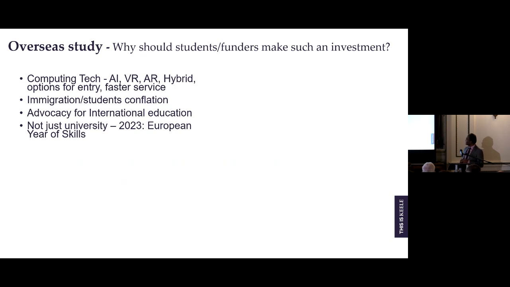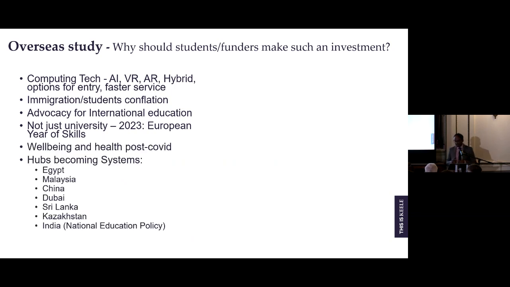There is also increasing advocacy for international education. In some parts of the world, that's going up, and in some parts of the world, that's actually going down. And it's not just about university, it's about all kinds of other things. So you have other skills; last year was the European Year of Skills, 2023, the year before the last. And also there are questions about well-being and health post-COVID. And the other big thing which is happening, which is what I'm going to be spending time on, is this last bit here: what's happening with education systems around the world.